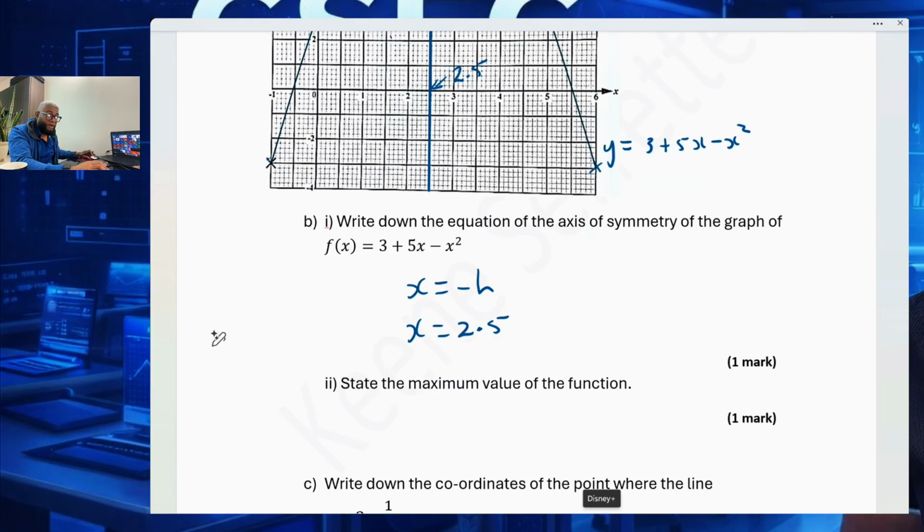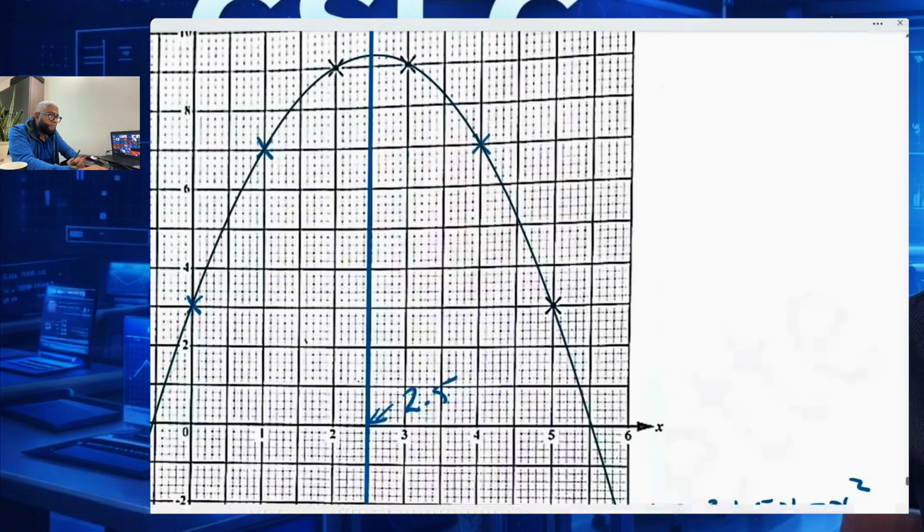We need the maximum value, which is the value of k now, right? So we need to know what k is. So your max value is equal to k. Let me see if we can figure out what k is here.